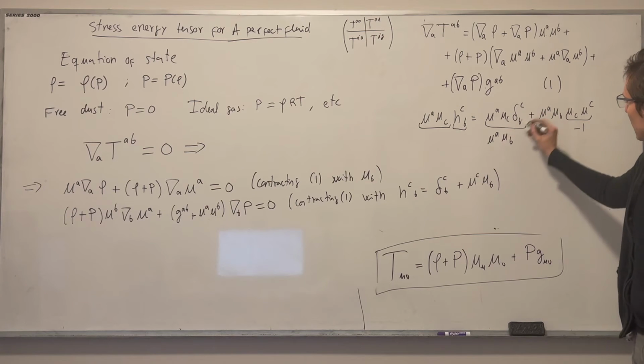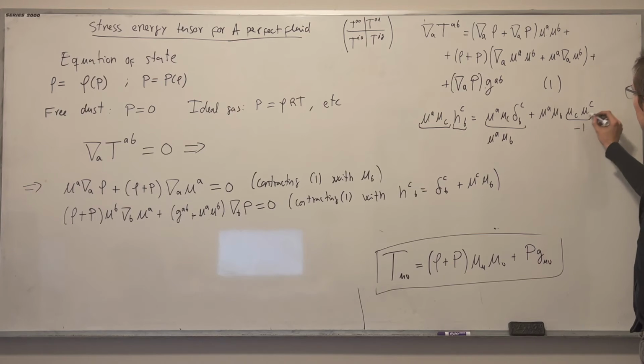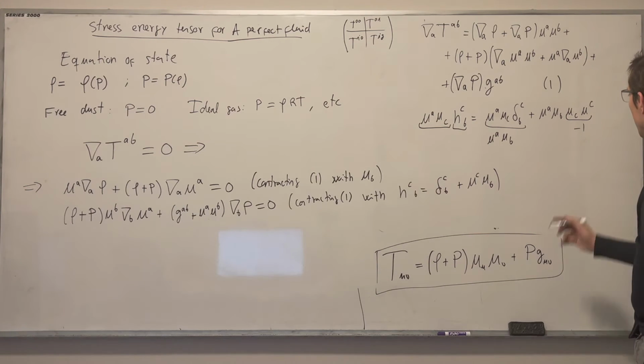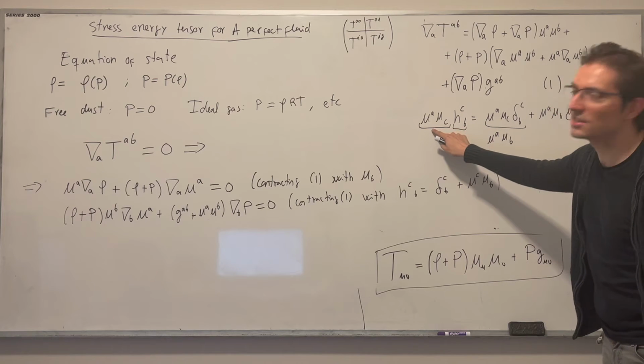I get the delta that changes the c to a b, and I get the a and the b here, and then I get the norm of the four-velocity, which is -1. And therefore this thing is 0. So indeed, this is the orthogonal projector to this projector.